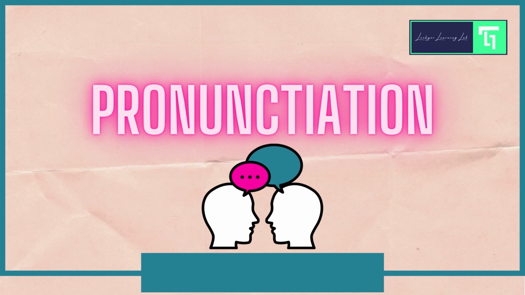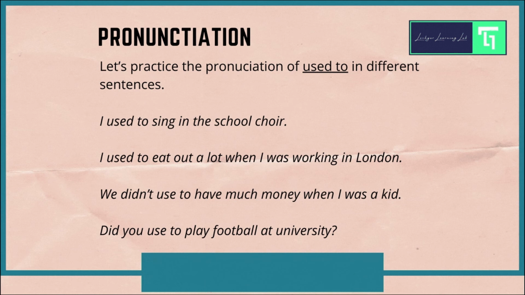So let's just have a look at these sentences and you can practice them, okay? So the first one, I used to sing in the school choir. All right, so I want you just to say that. I used to sing in the school choir. Now let's try the next one. I used to eat out a lot when I was working in London. We didn't used to have much money when I was a kid. Did you used to play football at university? Just practice that and see if you can get a similar pronunciation there.